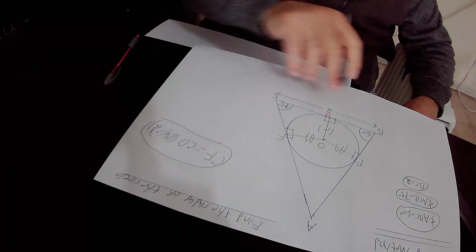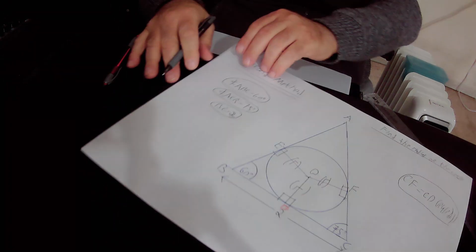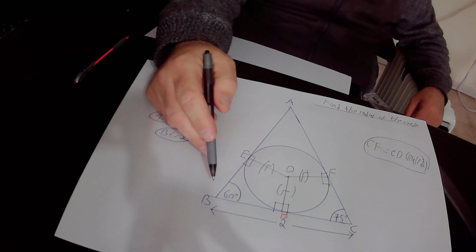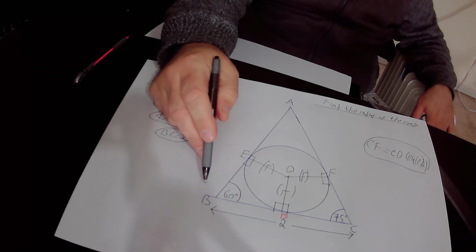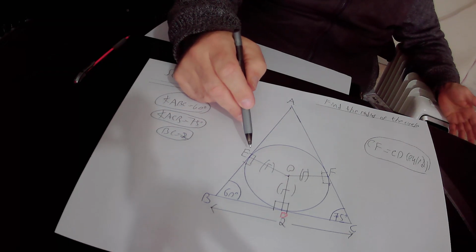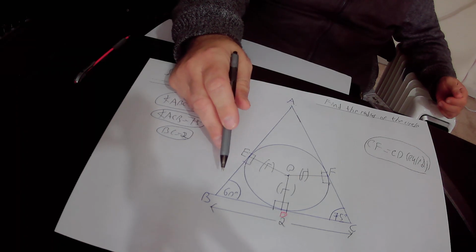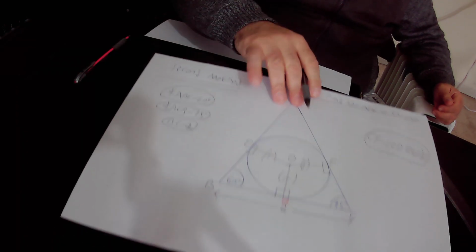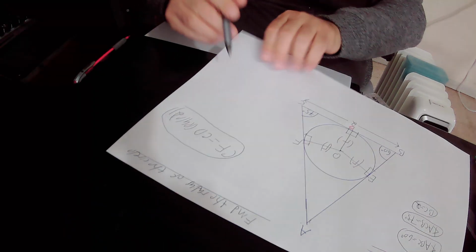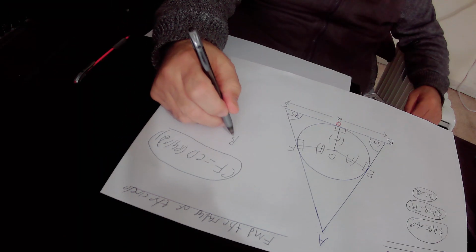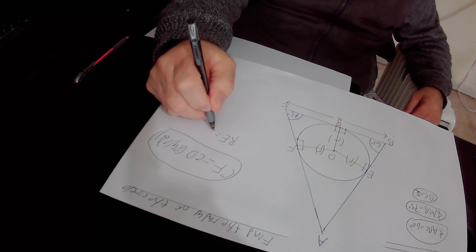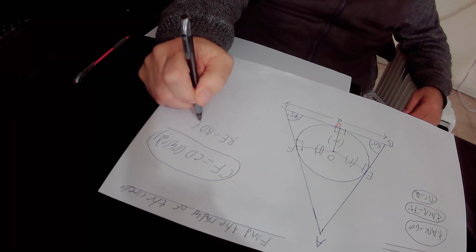Likewise, we will focus on the common external point, point B. From point B, we have two tangents to this circle, tangent BD and tangent BE. And according to rule number 2, they are equal to each other. That is to say, BE equals BD, according to the same rule, rule number 2.